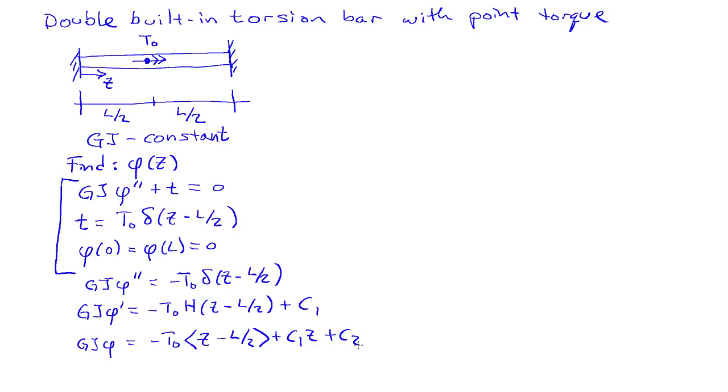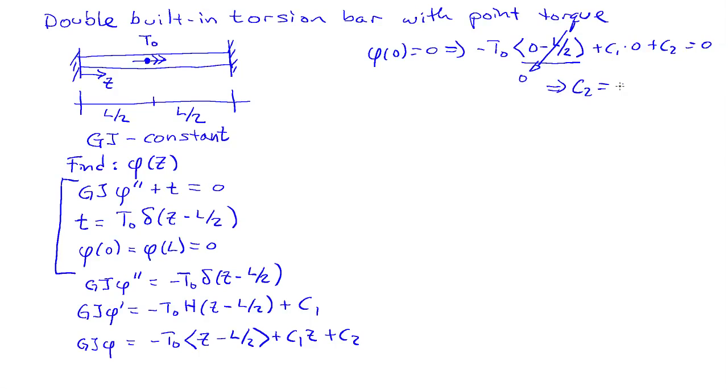So C1 and C2 are my constants of integration, and I'm going to determine those from the boundary conditions. So phi of 0 equals 0 is going to tell me that minus T0, 0 minus L over 2 inside the Macaulay bracket, plus C1 times 0 plus C2 equals 0. And in the Macaulay bracket I have minus L over 2, so this is going to evaluate out to 0. And so we find out that C2 equals 0. So we've determined one of the constants of integration.